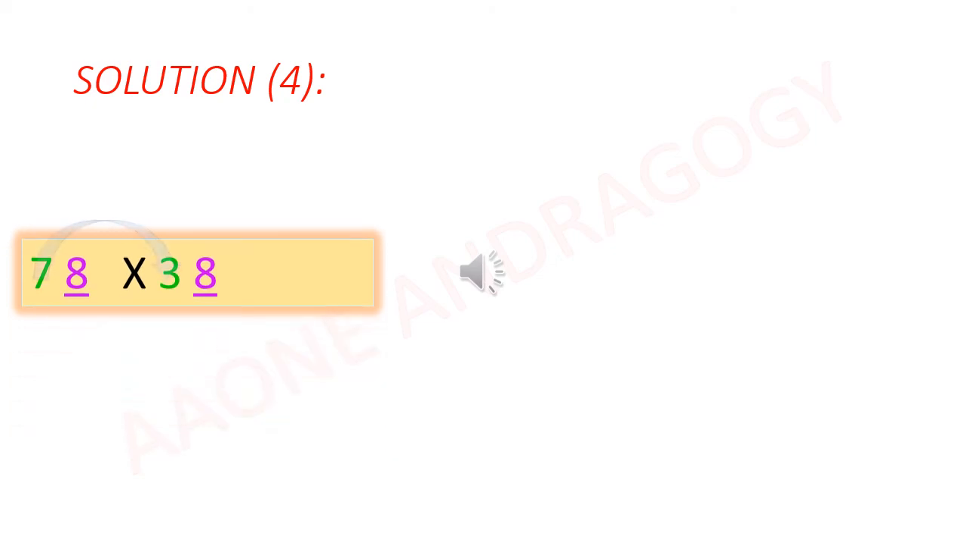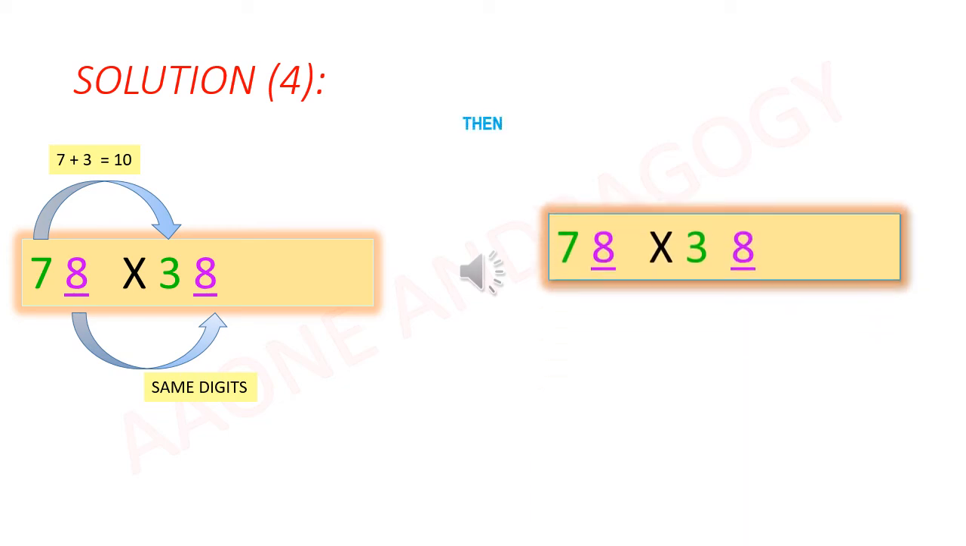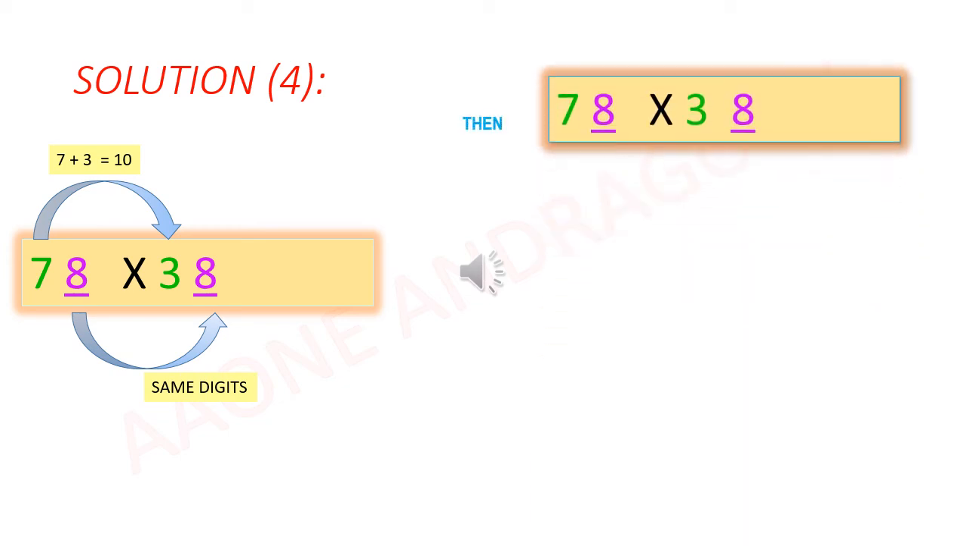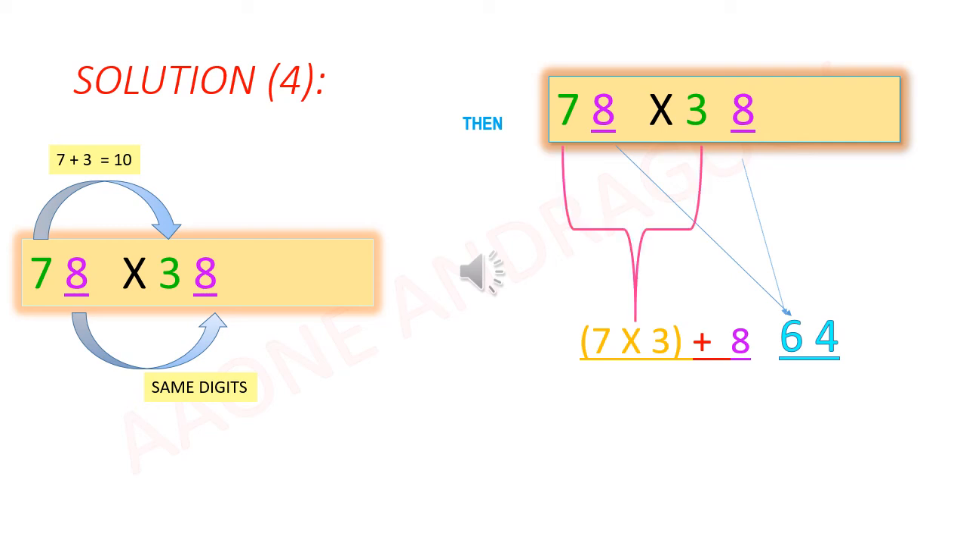Solution for the fourth. 78 into 38. Here 7 plus 3 is 10. And the units digits are the same, that is 8. The result is 78 into 38. 8 square is 64. And 7 into 3 plus the unit digit 8, which is 7 into 3, 21, plus 8, 29. Finally, my answer is 2964.